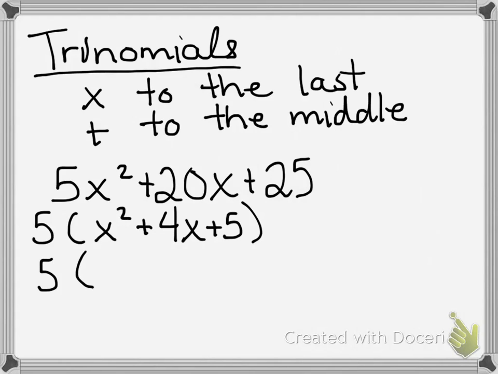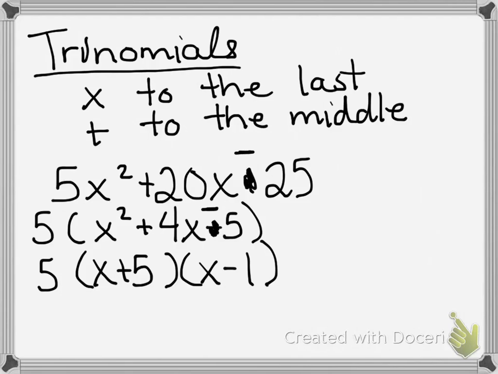So what multiplies to 5 and adds to 4, whoops, sorry, this is supposed to be a negative sign. Go back and make that a negative sign. So this should be minus 5. That makes more sense. Okay, so what multiplies to negative 5 and adds to 4? That's going to be x plus 5 and x minus 1. Okay, so that's just a quick review of trinomials.